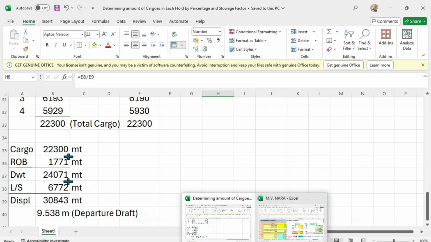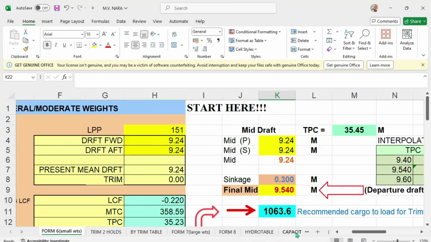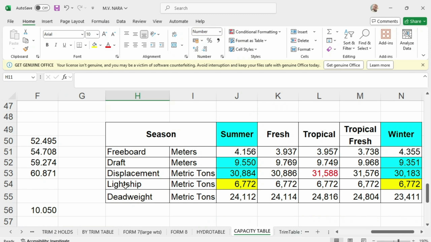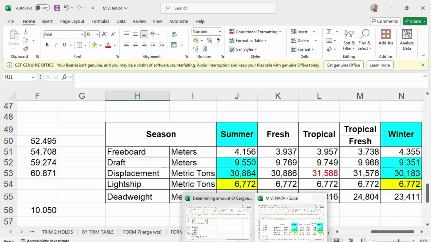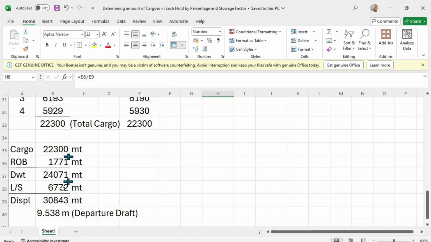30843. How did I get this light ship? We go to the program and capacity table. So your light ship is 6772 for this vessel. There you go. And your total displacement will be 30843. Total displacement.